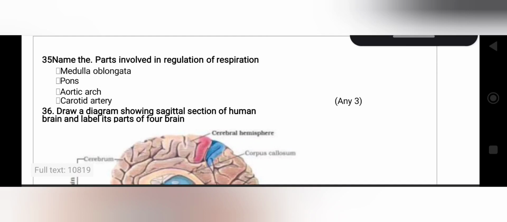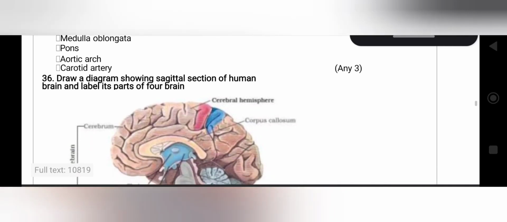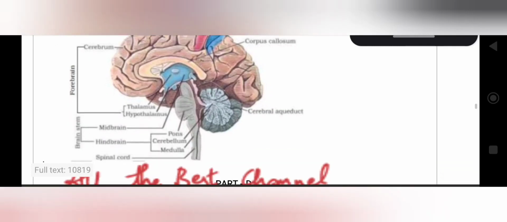Name the parts involved in regulation of respiration. Medulla oblongata, pons, aortic arch, carotid artery. Draw the diagram showing sagittal section of human brain and label its parts of forebrain. So you can see the diagram. You can refer to the textbook also.